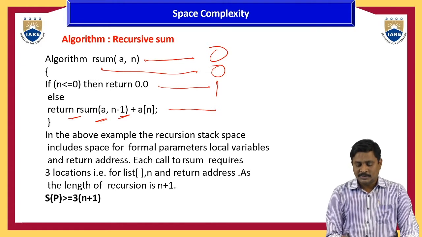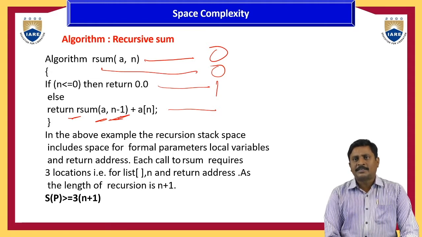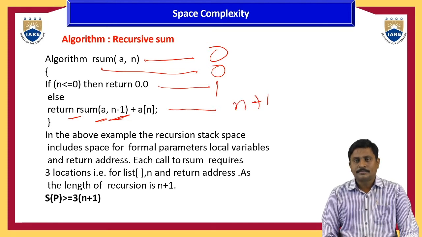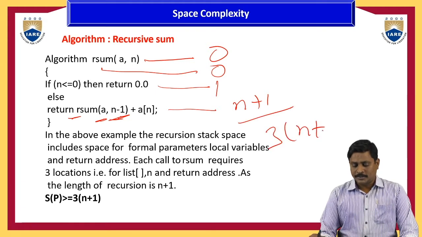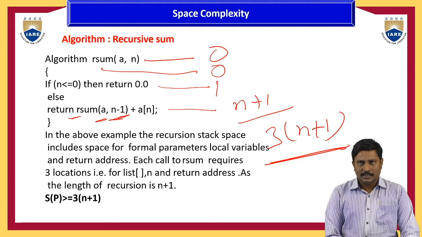Three functions are there, generally a of n. Here a of n means n elements are there, and the return function repeats n plus 1 times, and here 3 parameters are there, so it repeats 3 into n plus 1 times. This is the space complexity of this algorithm.